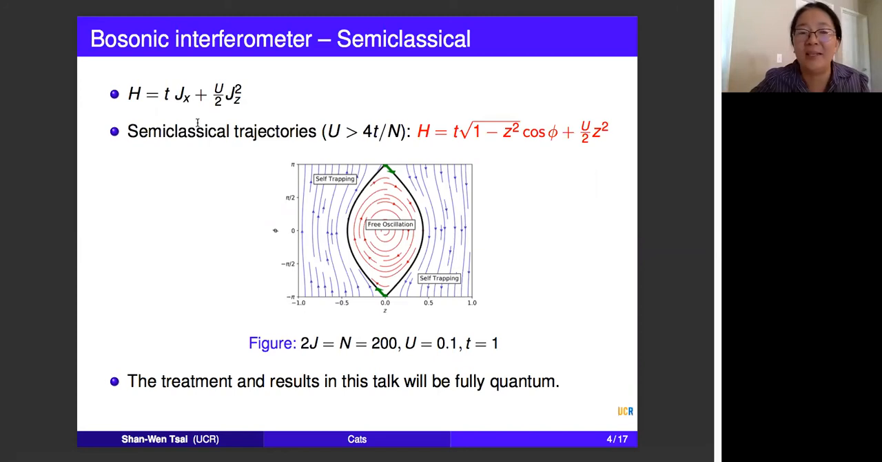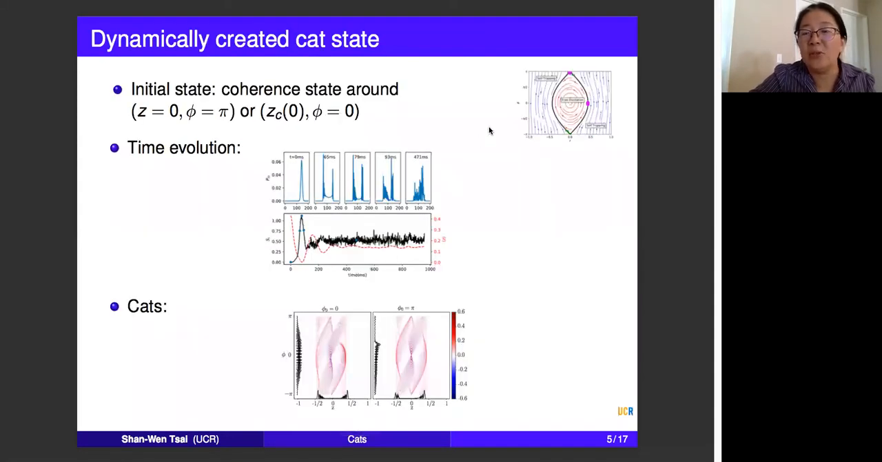So what is the cat state that we talk about here? The cat state can be prepared in the following way. You have this phase space. Let's start with the fully quantum problem, but with an initial state that is a coherent state along the separatrix, and let it evolve. I will consider two special points: phi equals pi and z equals zero, and another point on the separatrix, phi equals zero. For the remainder of the talk, I will sometimes mention the pi state or the zero state. These are the states created by having an initial state around this point or this point.